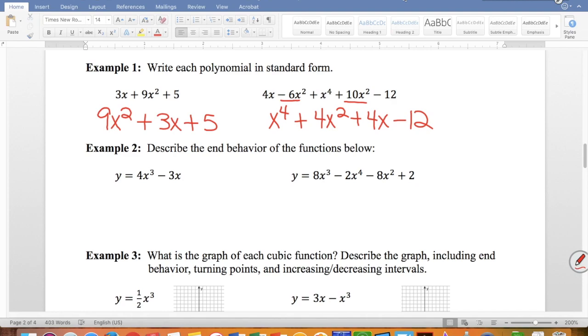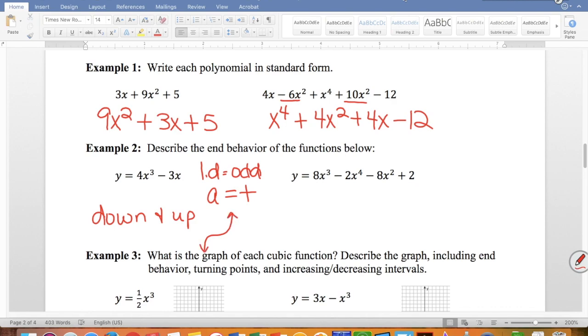All right, let's describe the end behavior of the functions below. So again, leading degree is odd, and my a is positive. So you guys determine how it's going to go. If my greatest degree, leading degree, is odd, and my a is positive, then I'm going to go down and up. That's all you have to say. Okay, so that means my graph would look something like this, maybe.